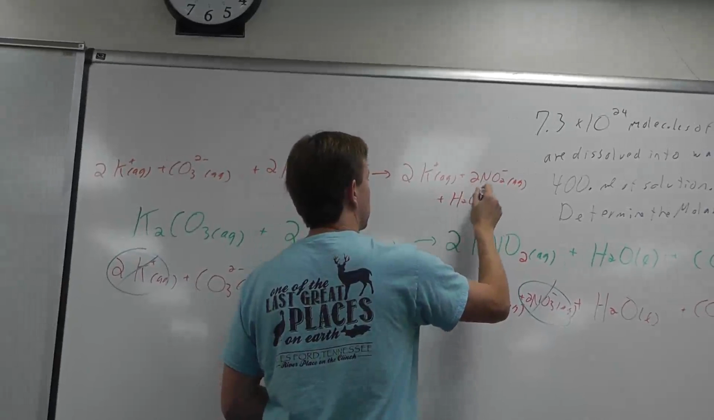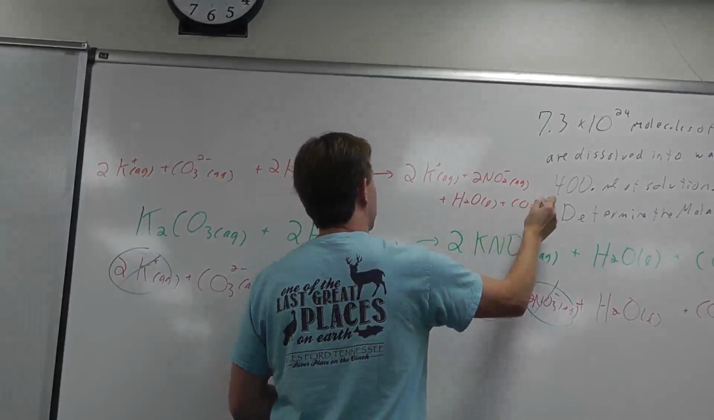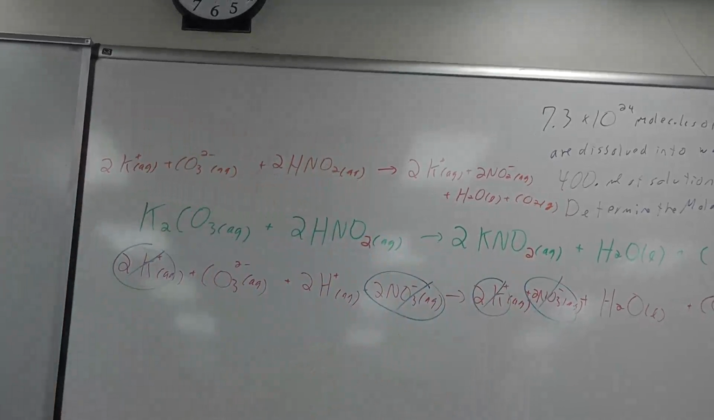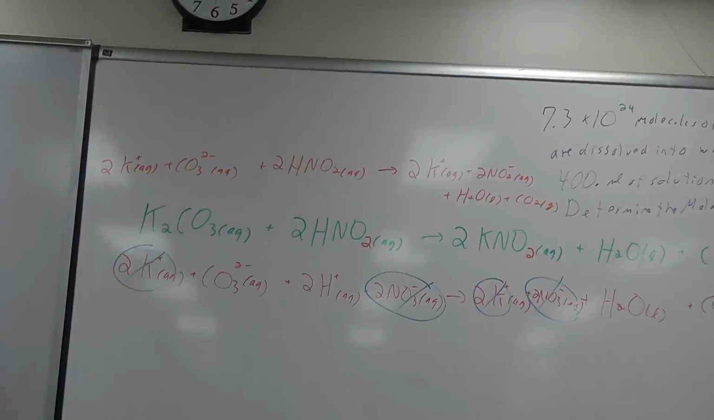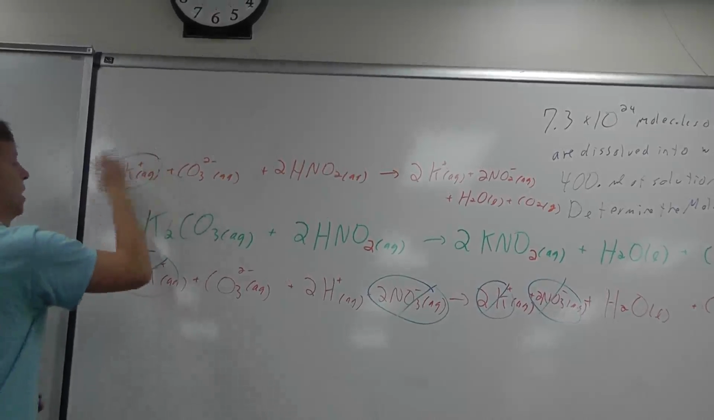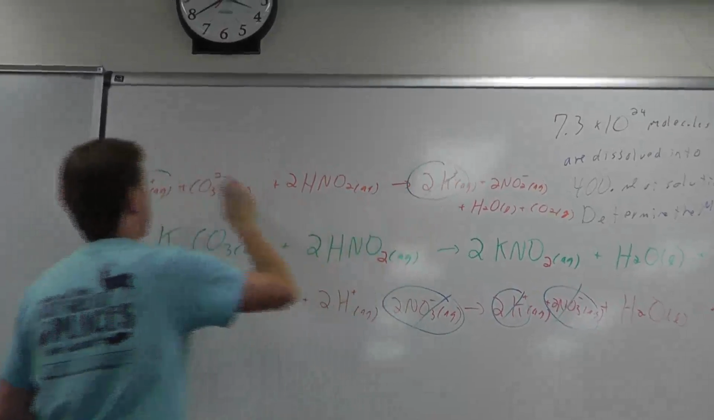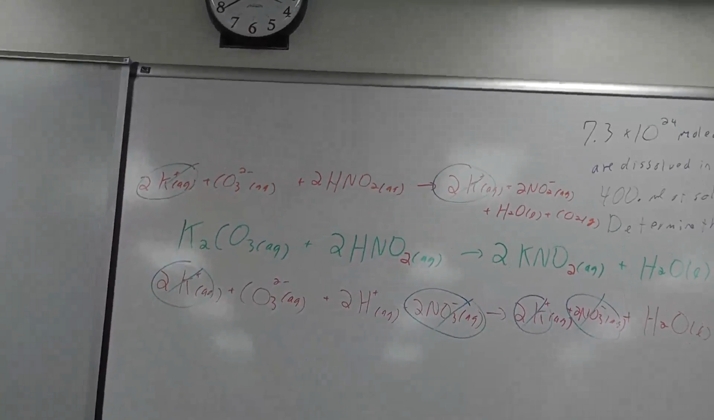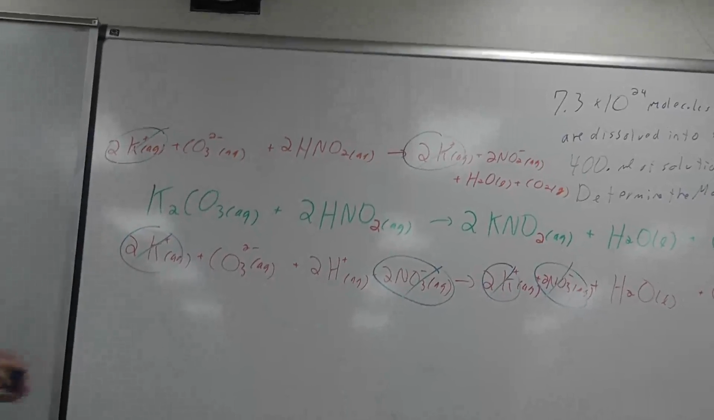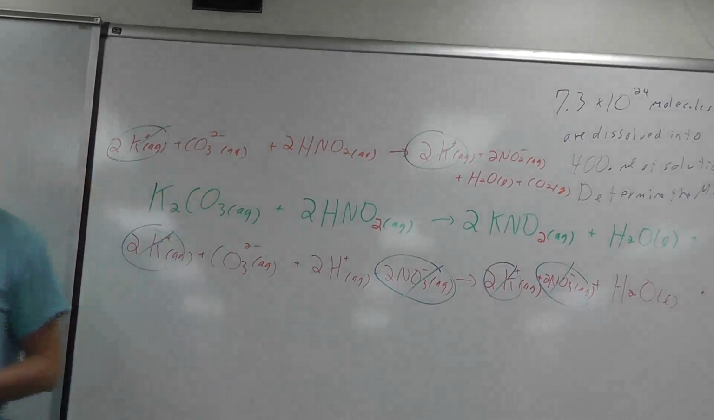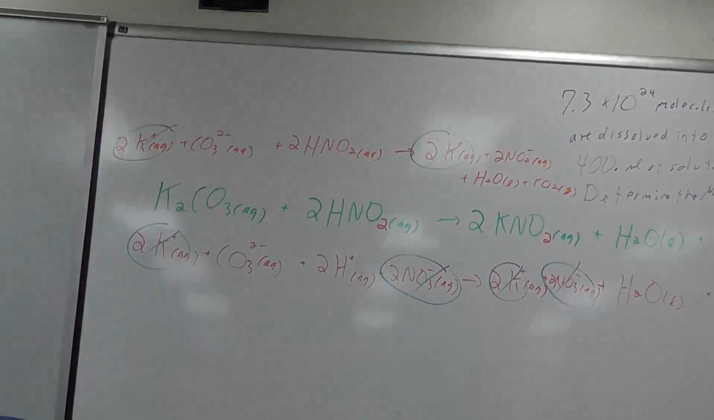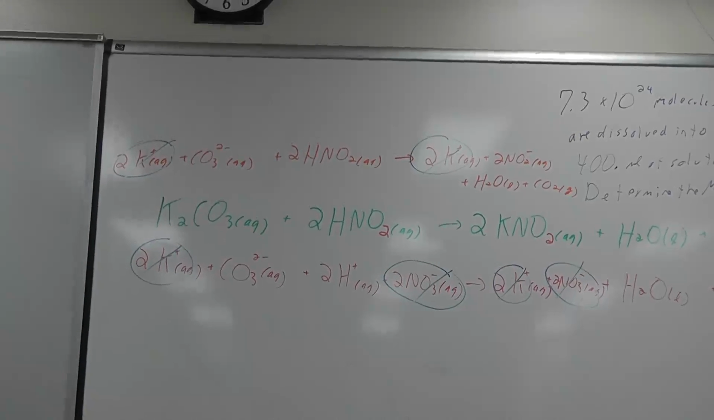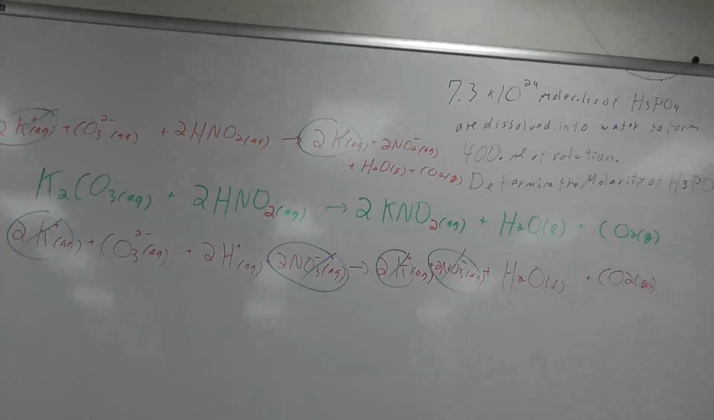Plus water, plus CO2. What do you have as spectator ions now? Only the potassium, right? You have NO2 negative on the product side, but you don't have NO2 negative on the reactant side because that's a weak acid. Do you see the difference between those two?